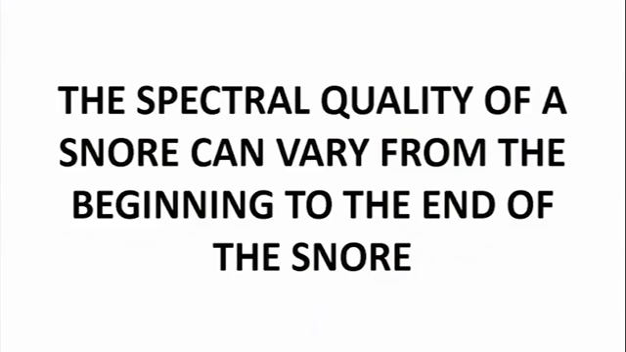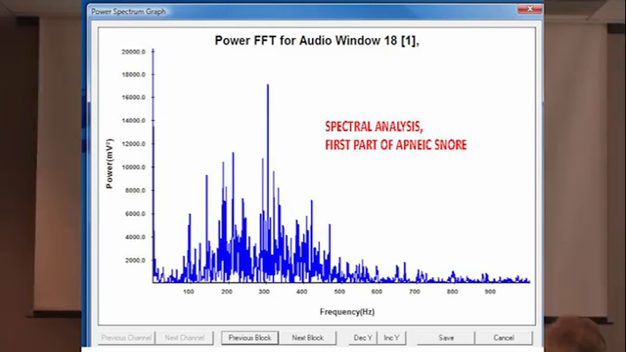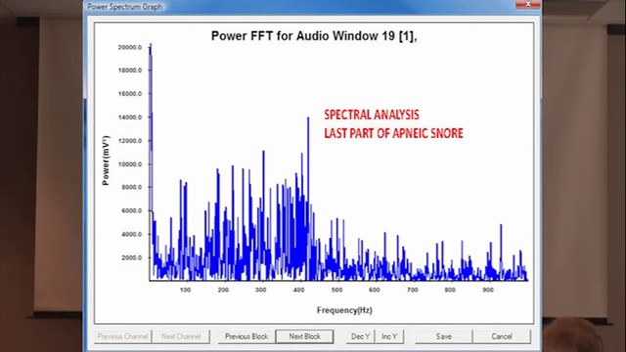So the spectral quality of a snore can vary from the beginning of the snore to the end of the snore. There's the spectral analysis of the first part of the apneic snore. There's the spectral analysis of the second half. So we have a different spectral analysis from the first half of the snore to the second half of the snore. Okay, here's snores during hypopnea.